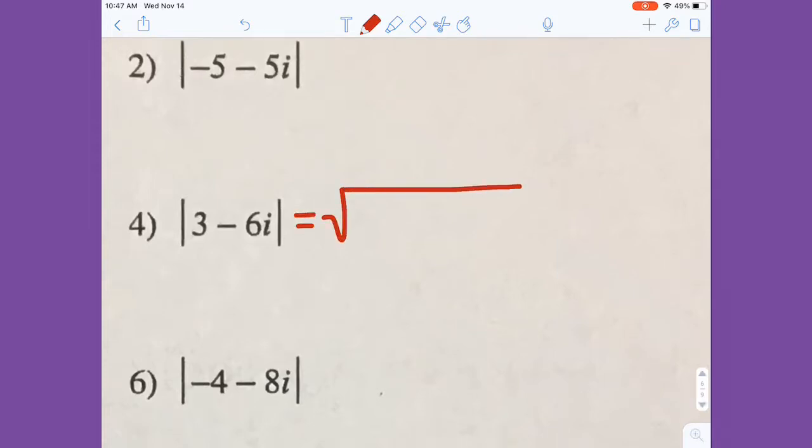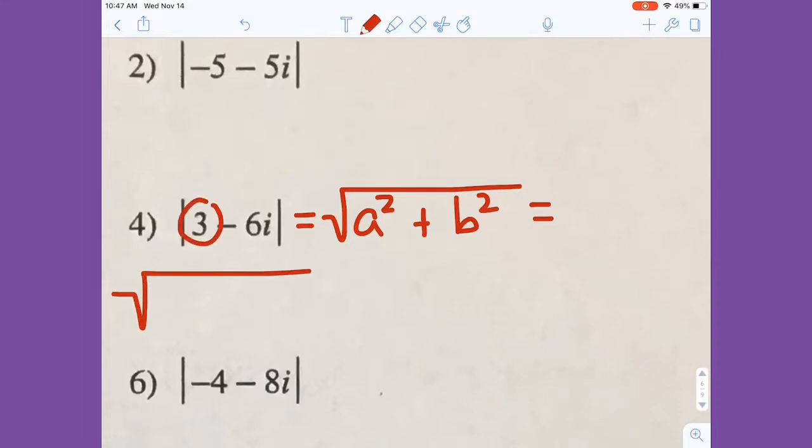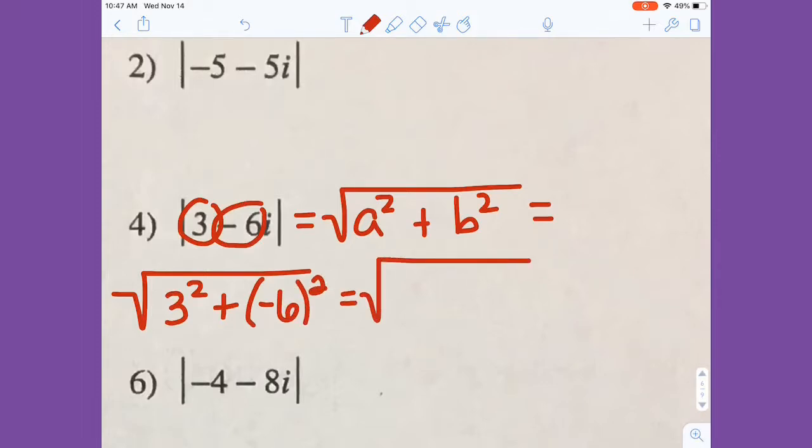I'm going to start off with our a squared plus b squared, or the square root of a squared plus b squared. Now we are simply going to just substitute 3 for a, so that would be 3 squared, plus we are going to substitute -6 for b, and then 3 to the second power is 9. -6 to the second power, that's -6 times -6. That is going to give me a positive 36.